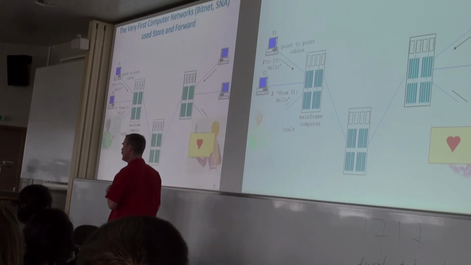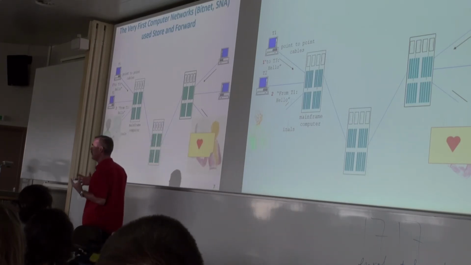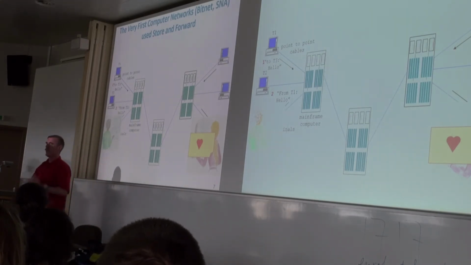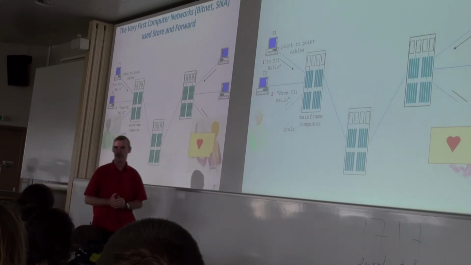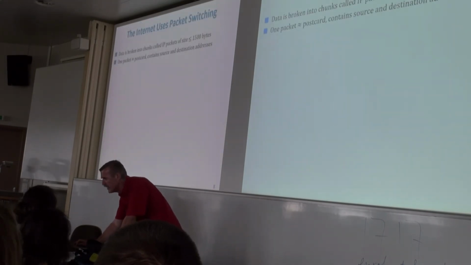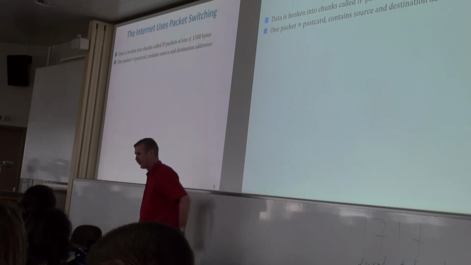Store and forward means I have a piece of information, an email or a video file, and then I have a network of computers that pass the message from one to the next until they reach the destination. This is not how the internet works. The internet uses packet switching. Why does it use packet switching? Well, we'll see in a second.